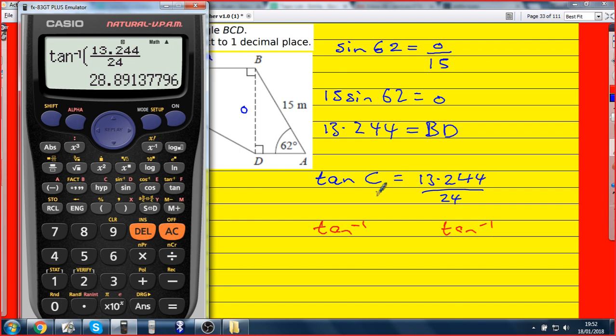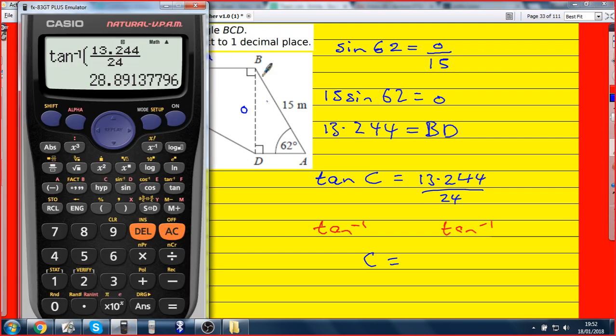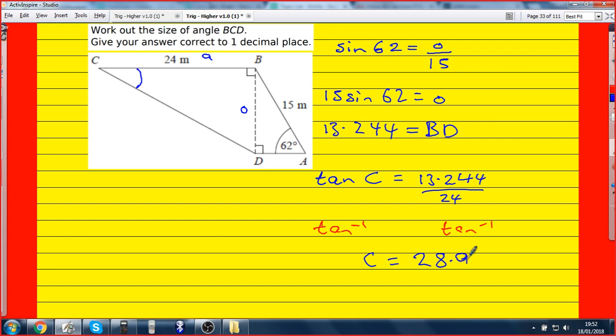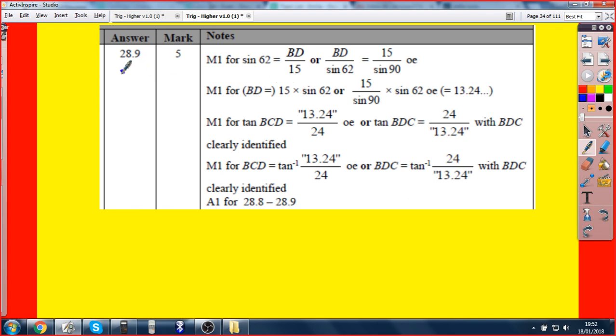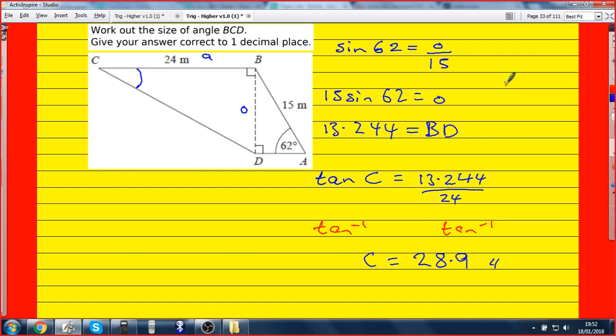So this is what they wanted you to find. So you can now just write your final answer. You did that to 3 decimal places, but they wanted you to find this angle to 1 decimal place. So it's 28.9. The extra decimal places are for the working out, and it's just to make sure that it rounds properly. 28.9, 5 marks. Any questions there? No. Okay.